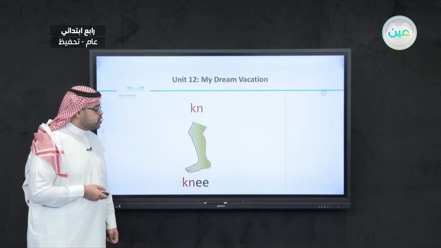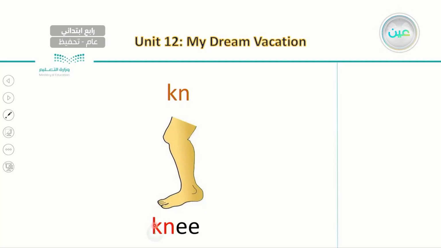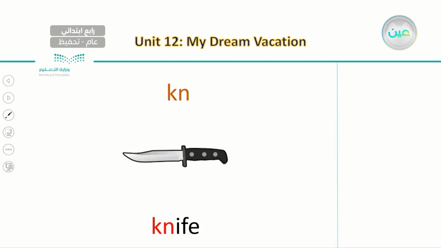Now the other word, which is knee. Say after me, knee. Knee, this part of our body, we call it knee. And then the other word, which is knife. Say after me, knife. It is important that you know, yes, we do write the letter K, but we don't pronounce it. We only write it.